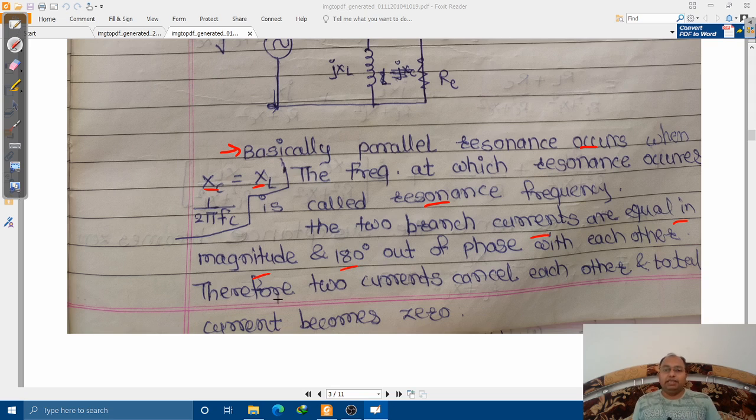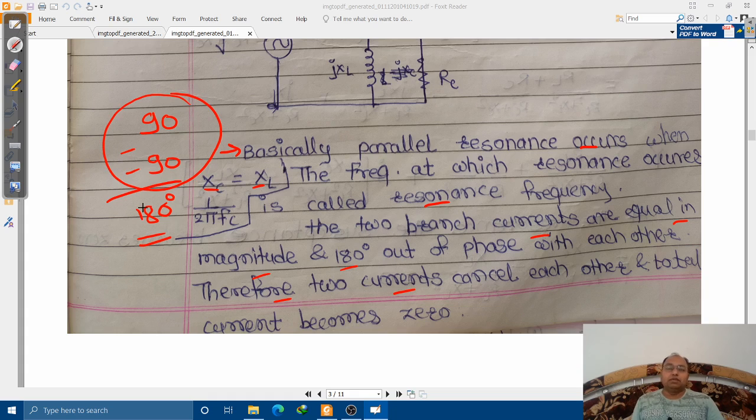with each other, therefore the two phase shifts cancel each other, and the total current becomes zero. If both phase angles are 180 degrees out of phase with each other, that means, let us say, this one has 90 degrees and this one has minus 90 degrees. So what is the total phase difference? It is 180, right? Because of that, the total current flowing through the circuit is going to become zero, which means minimum current flows if they are out of phase by 180 degrees.